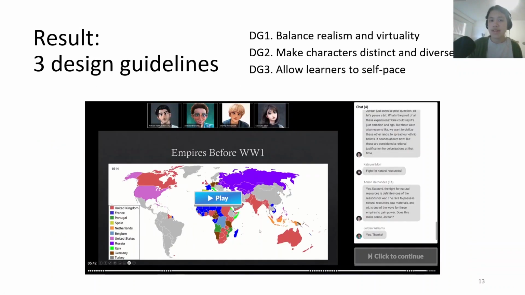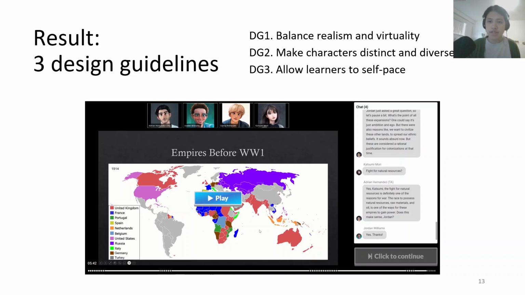Moving on to the 3 design guidelines, the first one is to balance between realism and virtuality, and this is the most important one. What this means is that the interaction between these virtual characters cannot look too virtual or too real. If it's too real, the students might compare themselves to these characters, which are scripted to be unrealistically good students, and so we don't want that.